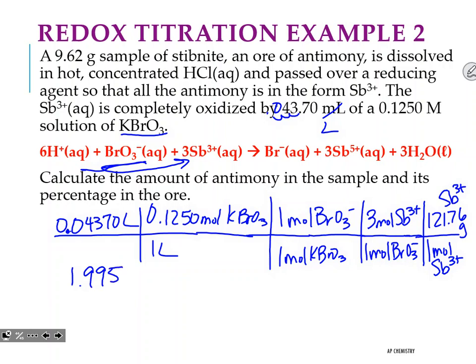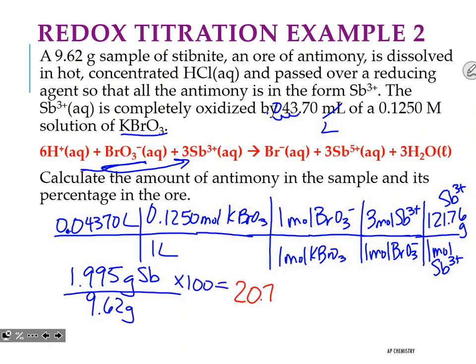When you calculate all that, what does it end up being? 1.995 grams Sb, over our total, which happens to be 9.62 grams, times 100. That ends up giving you 20.7%. This one only has 3 digits, so the percent should only have 3. But your mass still should have 4, just like these values right here, because those are your starting measured values. So yes, very good point to make. So here is the amount, here is the percentage.